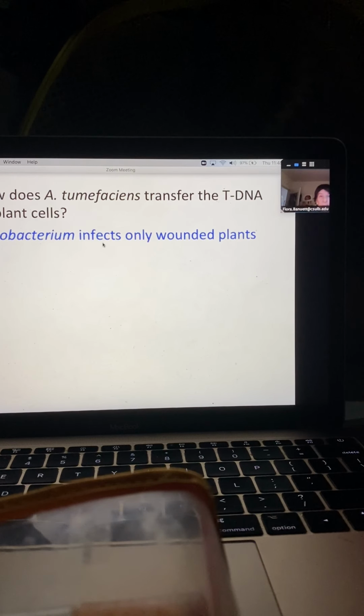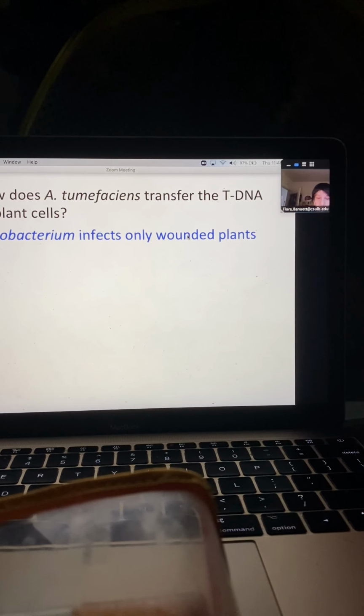So Agrobacterium infects only wounded plants. Okay, this is really key. And I mentioned this earlier. And so wounded plants, what happens when a plant is wounded? Plants are wounded either in farming by machinery, or a person walking by a plant, or by insects or other kinds of insult to the plant.